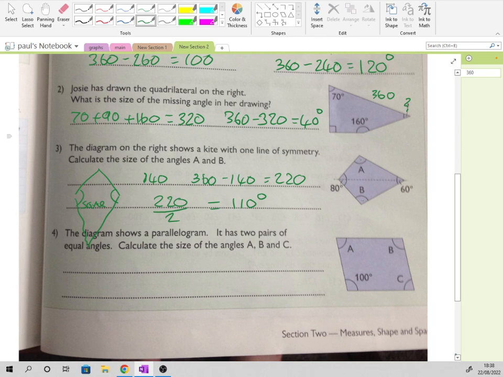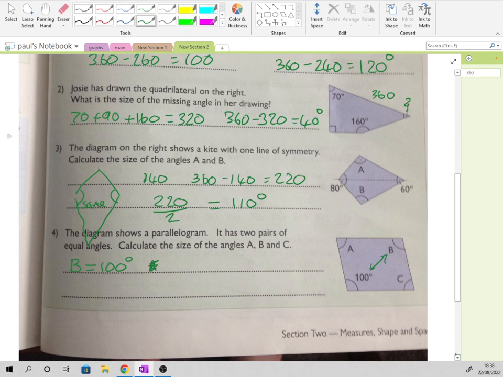The diagram shows a parallelogram. It has two pairs of equal angles. It's even telling you. Calculate the size of A, B, and C. Well, B is the same as what we know, which is 100 degrees. So, oh, that's not A, is it? Yeah.